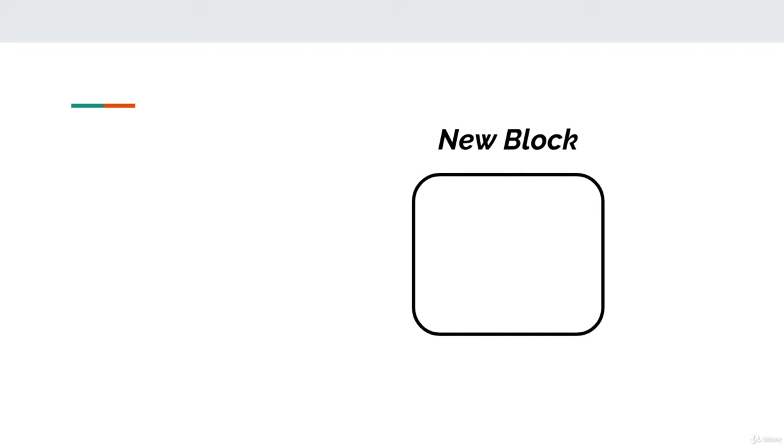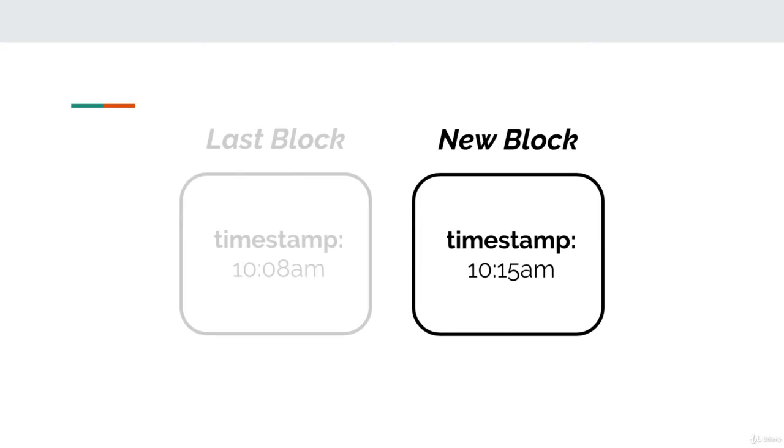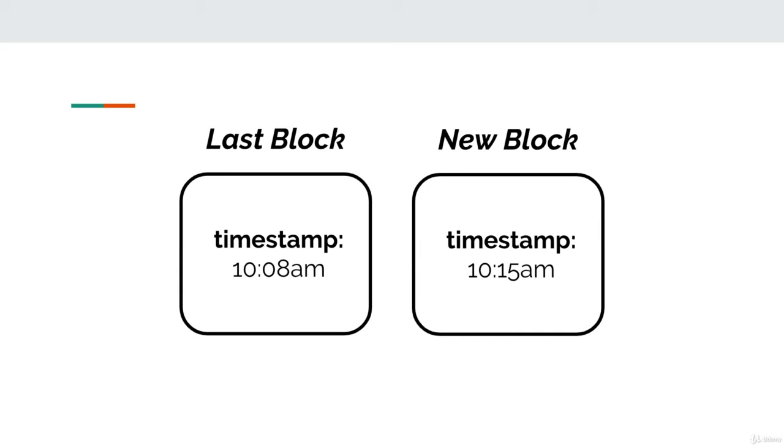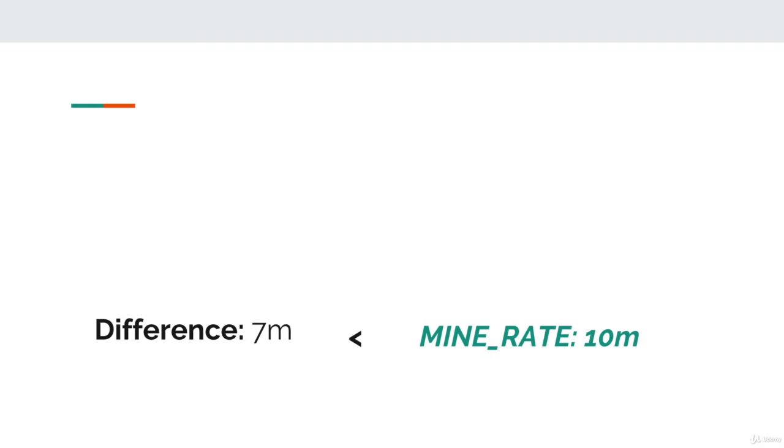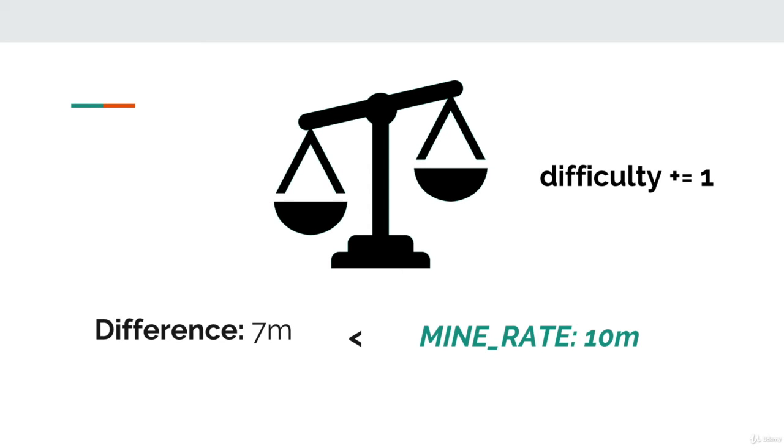Alright, a new block is being mined, so we need to check its timestamp. We're then going to compare its timestamp with the last block. We're looking for the difference between the two timestamps. Now, if that difference between both timestamps is lower than our mine rate, then we know that the block was mined too quickly. Therefore, we'll raise the difficulty for the next block by 1.